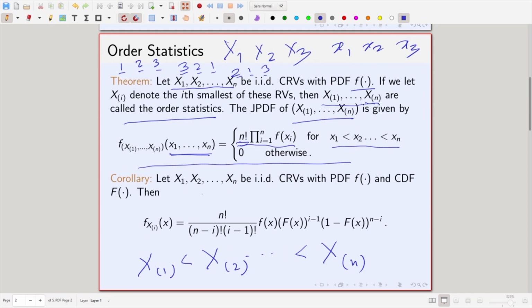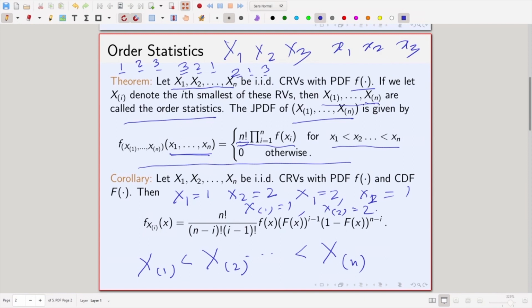So for example, say if x1 is 1 and x2 is 2, or x1 is 2 and x2 is 1, in both these cases your ordered values are 1 and 2. So if you permute a set of numbers, its ordering doesn't change, right? Among 1, 2, 3, the lowest is 1 and the highest is 3. Similarly, if I give you 2, 1, 3, still the lowest is 1 and the highest is 3.